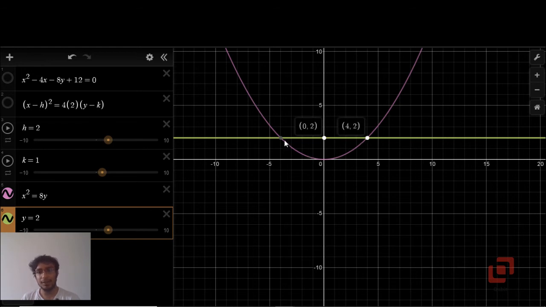Then you observe that the points of intersection of the horizontal line y equal to 2 with the parabola are (-4, 2) and (4, 2). So the focal chord is between the points (-4, 2) and (4, 2), and the length of this chord is the length of the latus rectum, which is the difference between the x coordinates 4 and -4. That difference is 8, and hence the length of the latus rectum is 8 units.